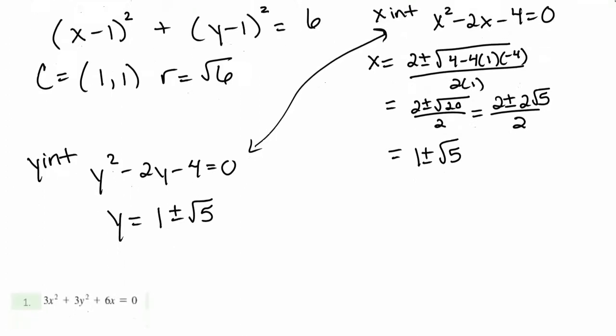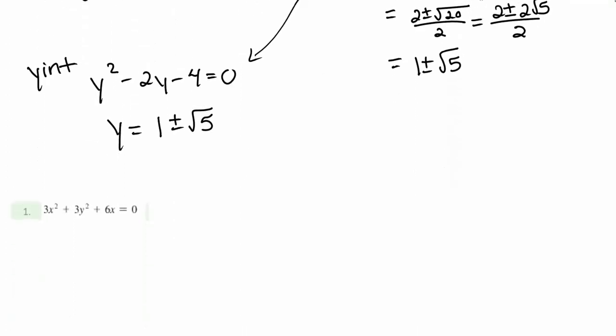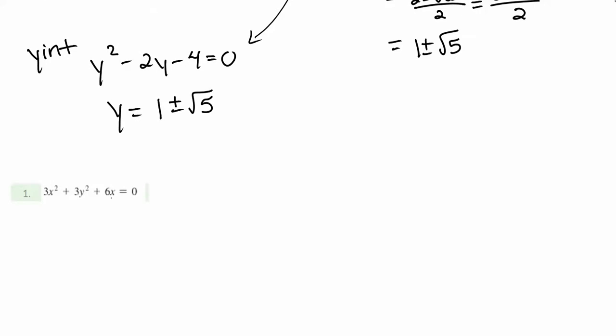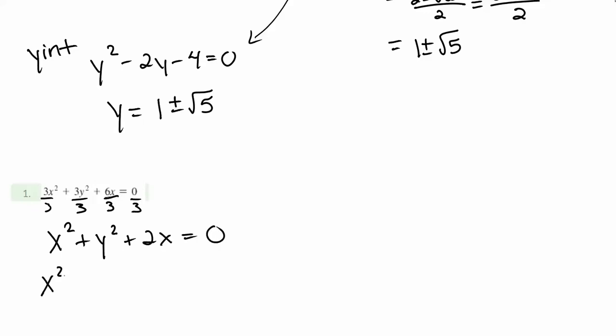Okay. On this next problem, what you want to do first is notice that you can divide all of these by 3 to simplify it. And this will be x squared plus y squared plus 2x equals 0. Then you want to group your x terms together. Remember, you're going to add a number there, so we'll leave space.